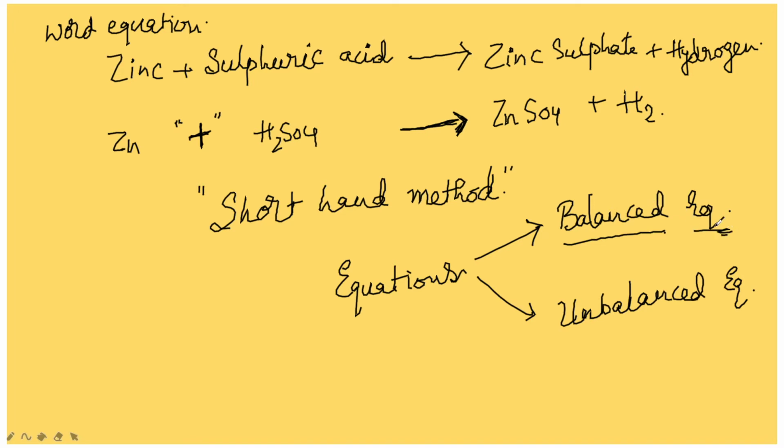Next one is the unbalanced equation. In the unbalanced equation, what happens? There is an unequal number of atoms of one or more elements in the reactants as well as in the products. So generally we don't opt for an unbalanced equation, we want a balanced equation only.